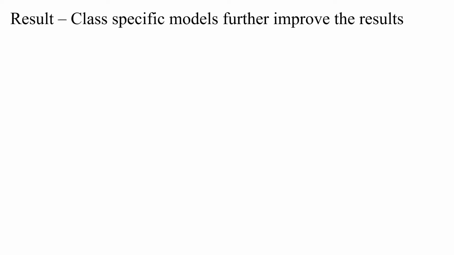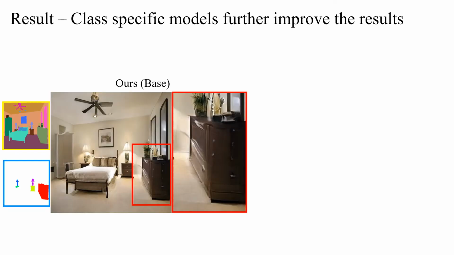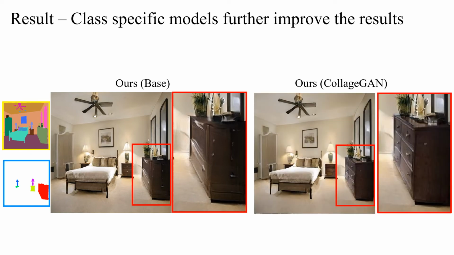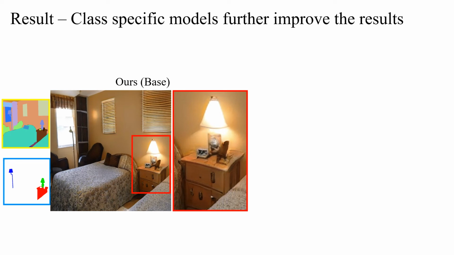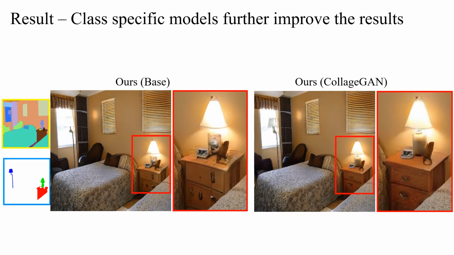Now let's see how class-specific models can further improve image quality. The yellow inset is the semantic map, and by zooming in on our base image, we can see it still lacks details in certain classes, such as the chest here. We then use our class-specific models to refine the classes shown in the blue inset. Now if we check the final result image, we can see more details like the straight lines and the drawers in the chest. Here is one more example, where we refine the table and the lamp.